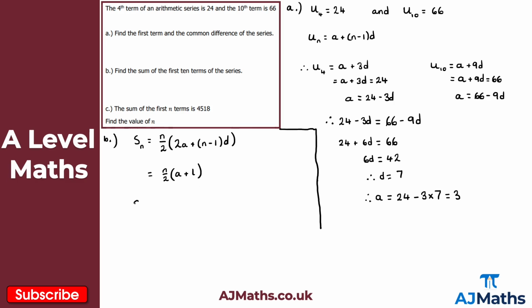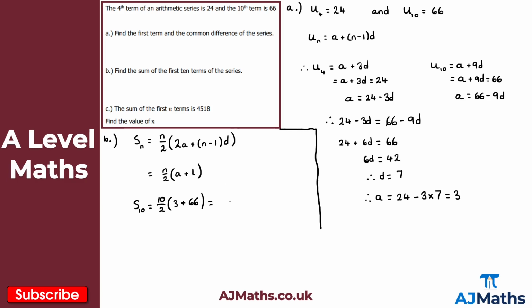So in that case then, S10 is going to be 10 over 2, and we times that by a, which is 3, plus l. l here is the last term, so that's 66.